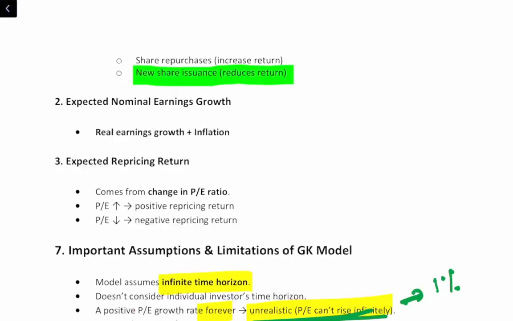Write down in your notes: an infinite time horizon ignores the fact that the PE ratio would likely revert to its long term average.